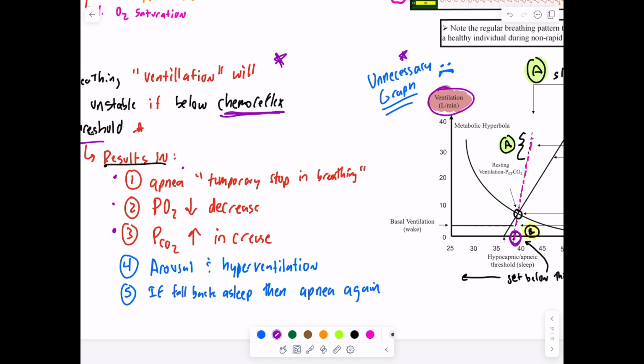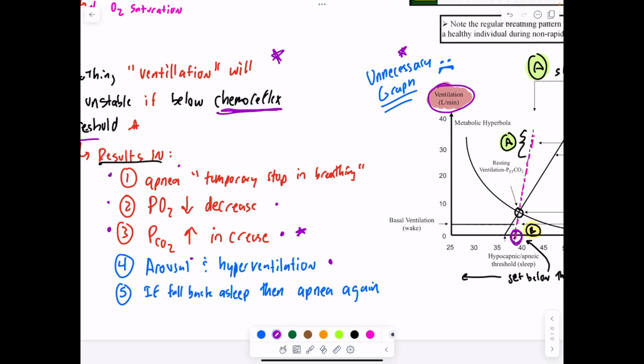And then if you stop breathing, you're going to have an increase in carbon dioxide and a decrease in oxygen. This increase in carbon dioxide is going to cause arousal and then hyperventilation to get back to normal. Unfortunately, for a lot of individuals, as we'll see on the next page, this arousal is not very significant, such that you can just fall back to sleep.